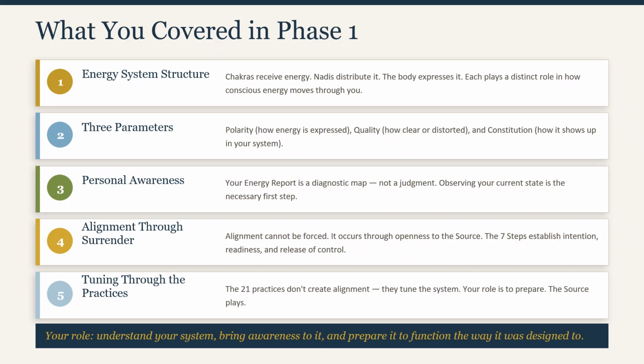You also learned 2 critical principles. First, that alignment is not forced. It happens through surrender and openness to the source. And second, that the practices are not used to create alignment, but to tune your energy system, so alignment can occur naturally. If you take one thing from this phase, it's this. Your role is not to control everything. Your role is to understand your system, bring awareness to it, and begin preparing it to function the way it was designed to.